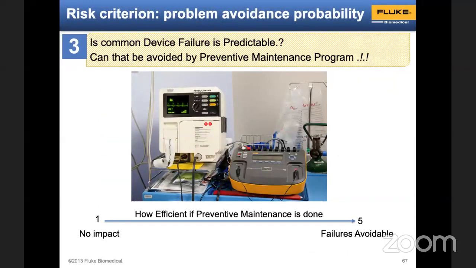Common device failure: is it predictable? Can this be avoided by a preventive maintenance program? For a pulse oximeter, there is no impact from preventive maintenance because there is nothing inside the equipment. It is only the probe outside. Whereas the ventilator is a device that delivers some volumes, pressures, and oxygen percentage. If you have changed the batteries and done preventive maintenance, the failure is avoidable. So I give score 5 for ventilators and maybe score 2 or 3 for the pulse oximeter.